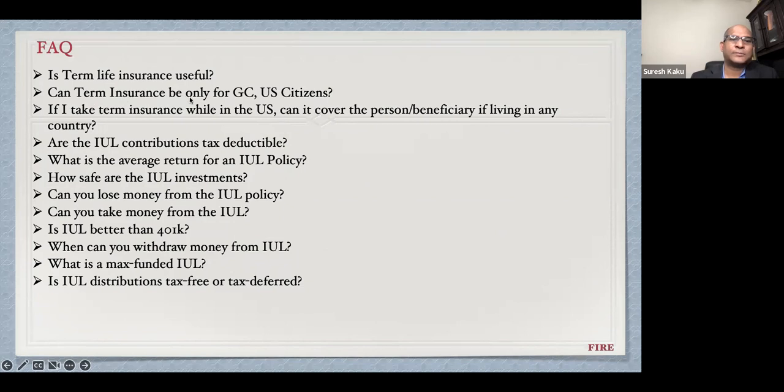Can the term policy be taken only by green card holders or US citizens? No, even if you're an H-1B, you can get this policy. If I take the term policy while in the US, can it cover a beneficiary living in any country? We can give a use case scenario. Two years ago, somebody who took the policy in the US died while he was in India with COVID, and he got paid a $1 million death benefit. In other words, once you start the policy here, it is covered anywhere.